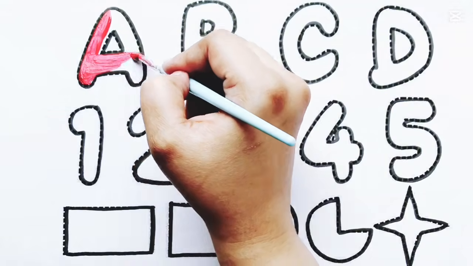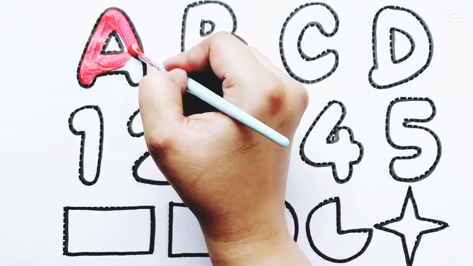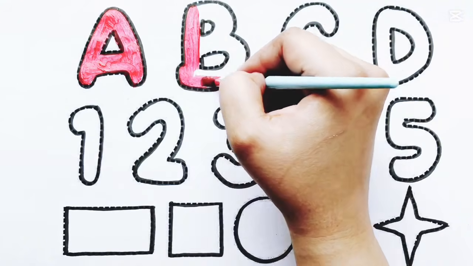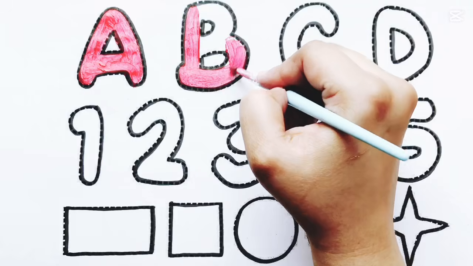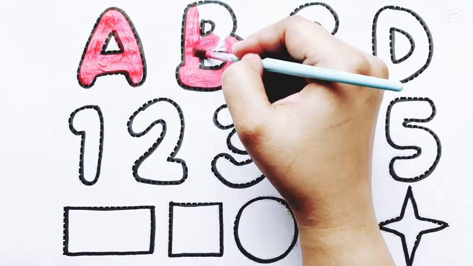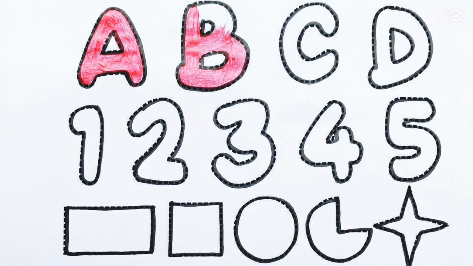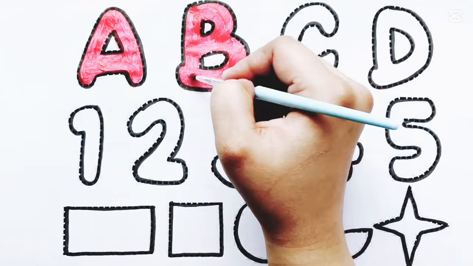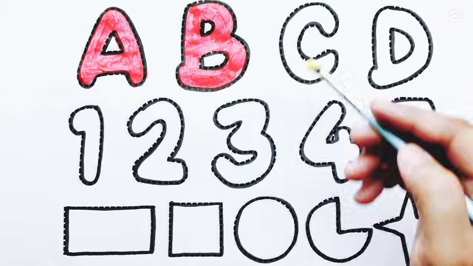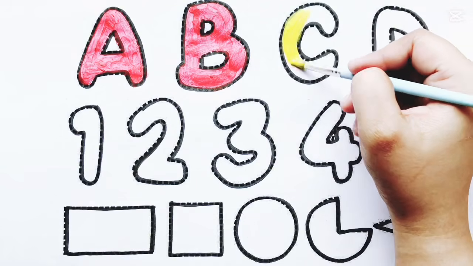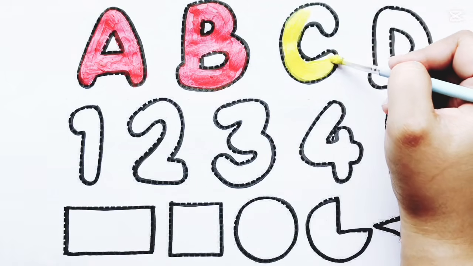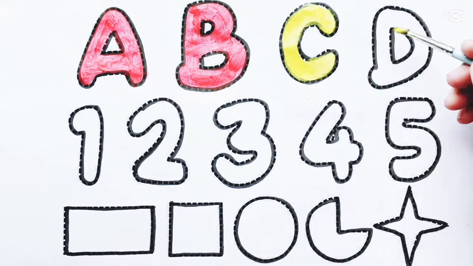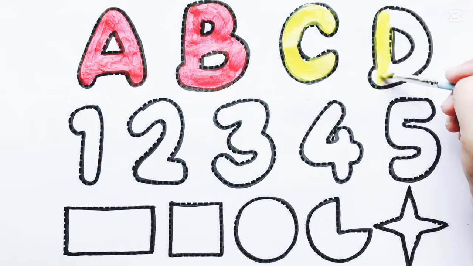Red color. A for apple. B for banana. Yellow color. C for cupcake. D for dolphin.